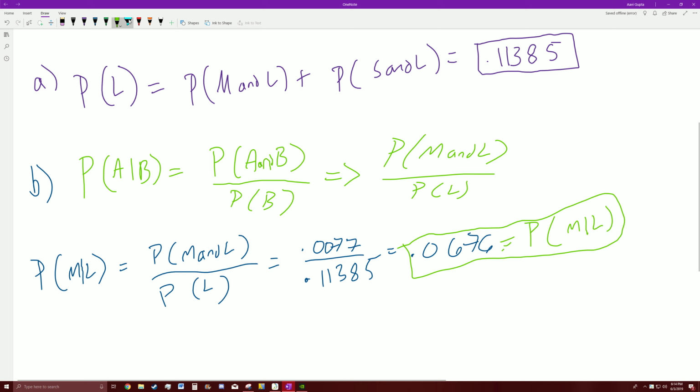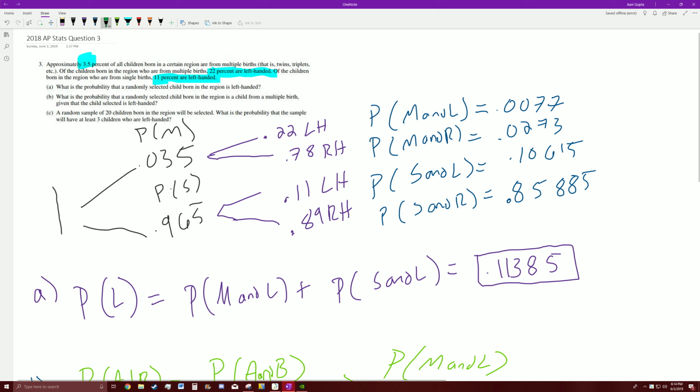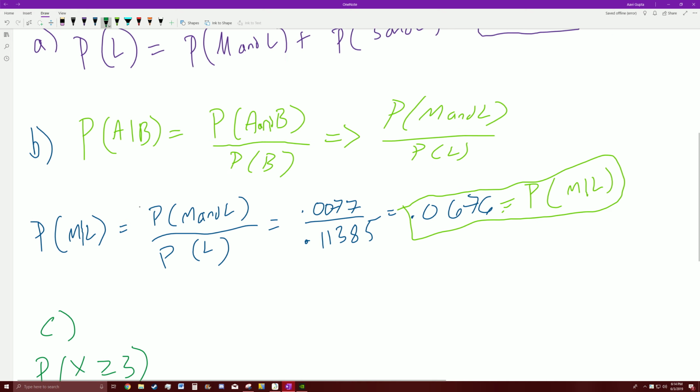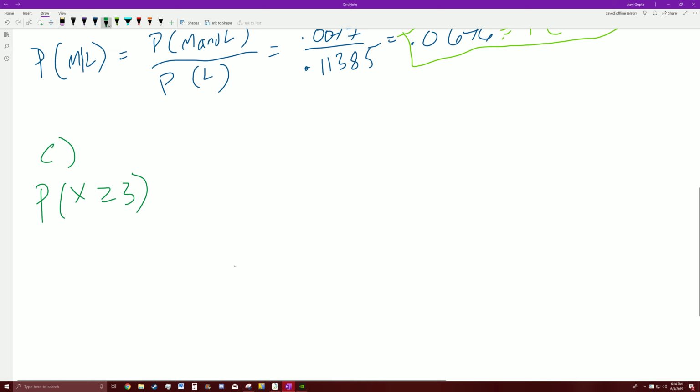Now let's look at the final part of the question, part C. A random sample of 20 children born in the region will be selected. What is the probability that the sample will have at least 3 children who are left-handed? Okay, well, let's say part C, the probability that this random variable X is greater than or equal to 3. So now this is a binomial distribution, and what we're going to do is basically recall the nCr.